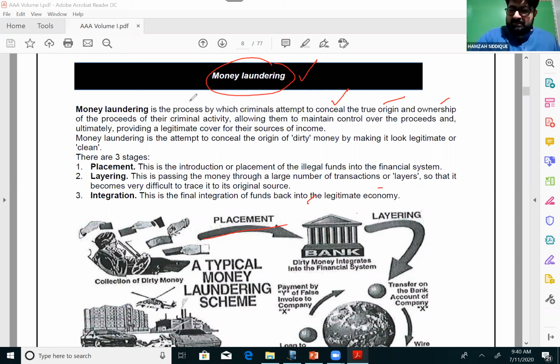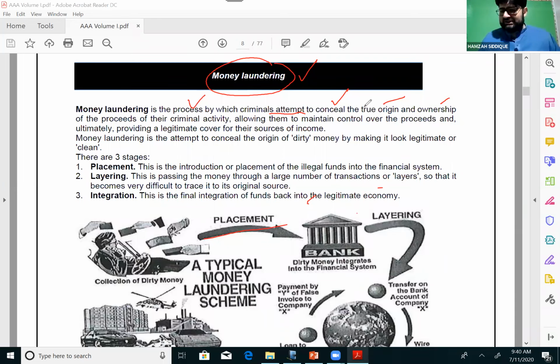So it is a process by which criminals attempt to conceal the origin. Origin means the source, the original source. You want to manipulate that, cover up that, and you want to show that it is money which is coming from a legitimate, legal source. So that is called money laundering. This whole process.